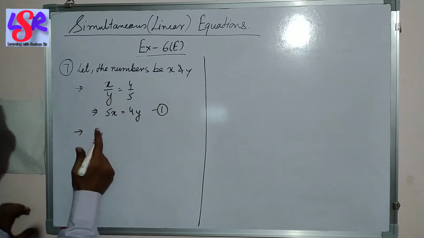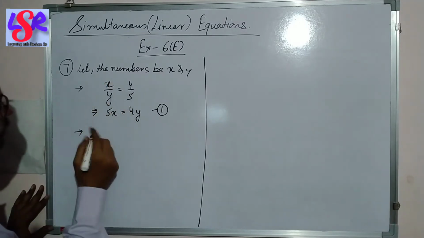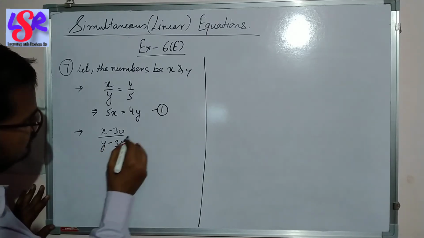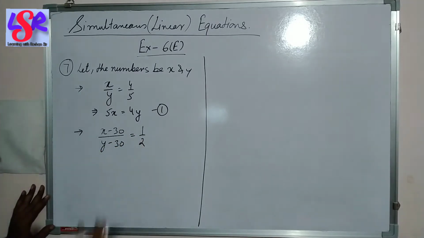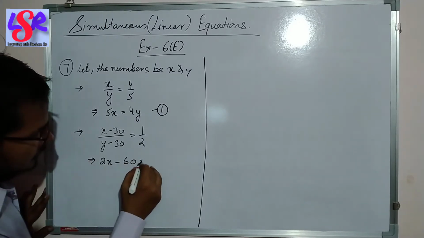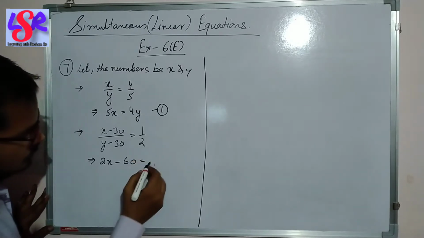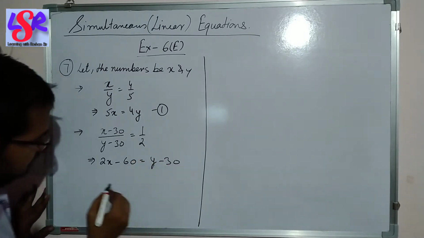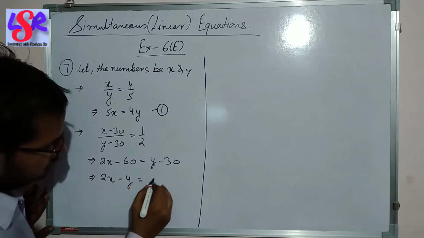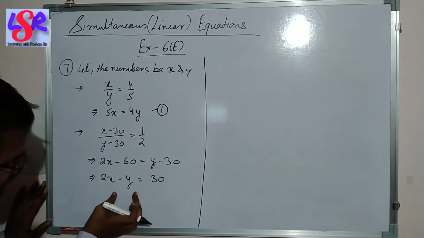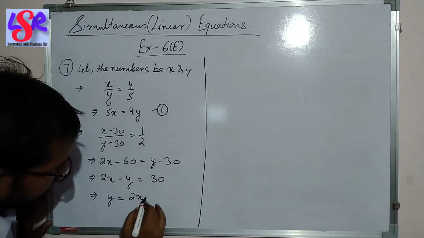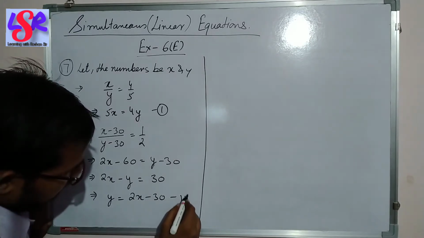For the second one, it is given that if 30 is subtracted from both of them, that is x minus 30 upon y minus 30, this becomes 1 upon 2. Now do the cross multiplication, and this will be 2x minus 60 equals y minus 30, and it will be 2x minus y equals 30. Let's also find the value of y from here, and it will become y equals 2x minus 30. That is your second equation.